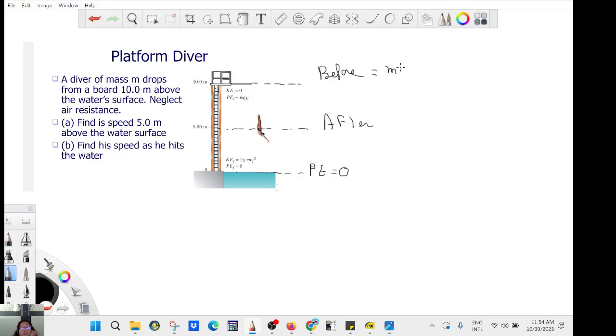So before, relative to here, mg times 10 plus 0, since there's no kinetic energy. After, relative to here, it's going to be mg times 5 plus 0.5 mv squared. And they should be equal to each other. So you always find the same equation, 2g delta.